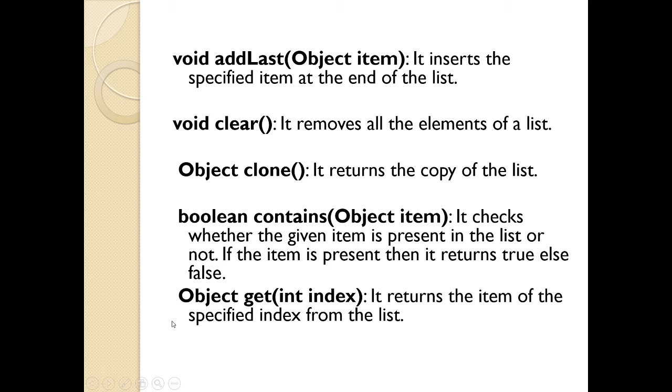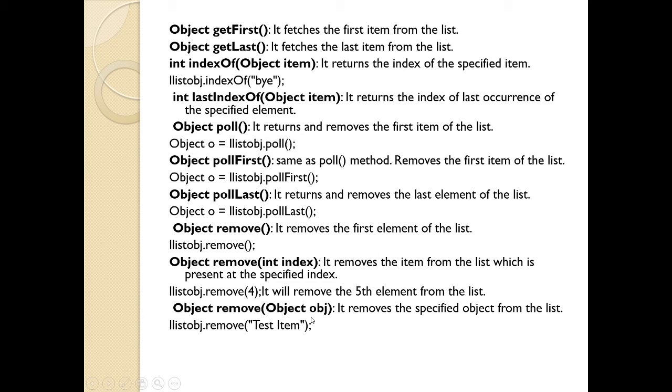So let's say I want to retrieve what element exists at a particular index. Here I pass the index number, I call the get method on the object, and it will return me the element which is there. So it returns the item of the specified index from the list. Proceeding further, the same way I can retrieve elements using methods called getFirst and getLast. getFirst will retrieve the element which exists at the beginning. getLast will retrieve the element which exists at the last.